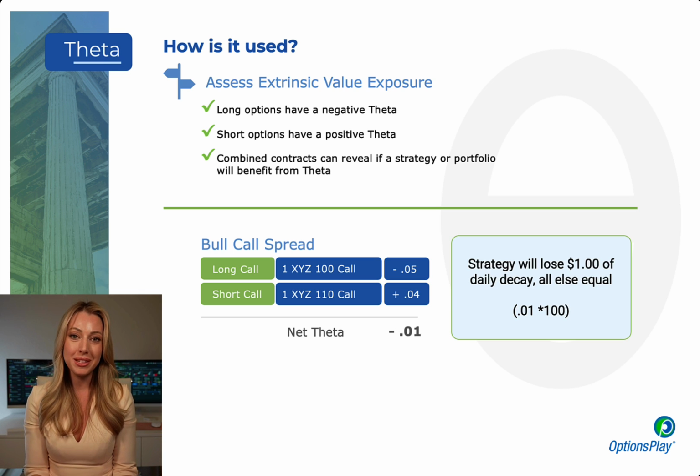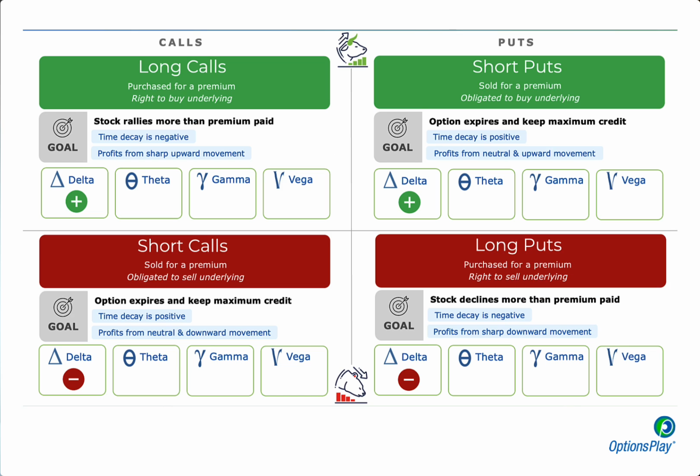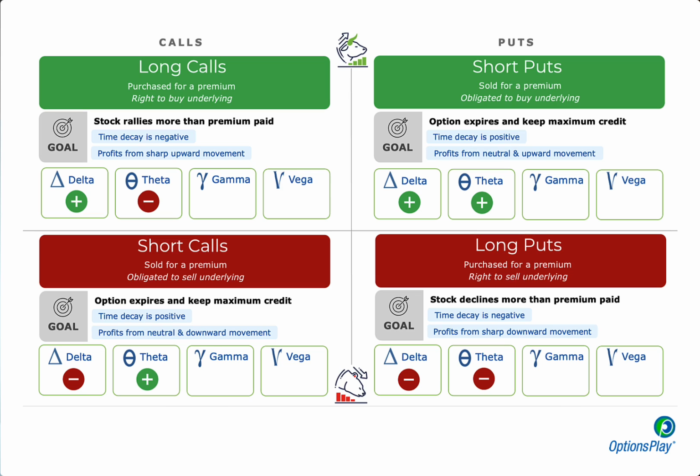Let's, of course, bring this back to our four quadrant. And what you'll notice is both long calls and long puts have negative theta, and short calls and short puts have positive theta, and that's because of the effect of time or the extrinsic value component.